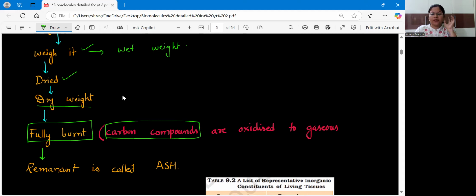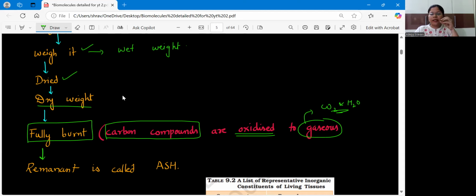Whatever carbon compounds are there in that tissue, they will get oxidized to form certain gases. What are those gases? It can be CO2 and water vapor. So these are the gases, carbon dioxide and water vapor. In this form, whatever organic components are there, whatever carbon compounds are there, will be lost in the form of carbon dioxide and water. And what we are left with is called ash.